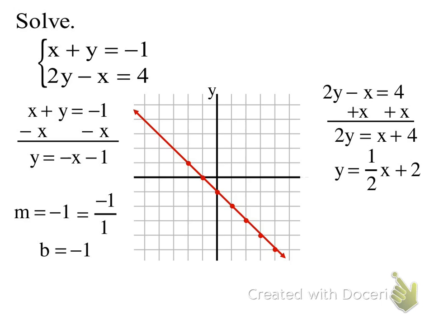So m would equal 1/2, and b equals 2. Okay, where are you starting? On the 2. On the 2 where? On the y-axis. On the y-axis. And then I plot the point.